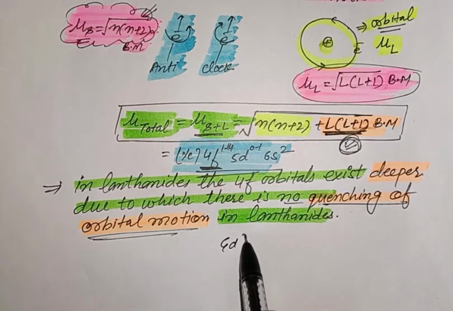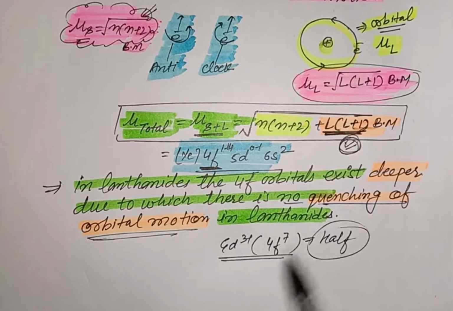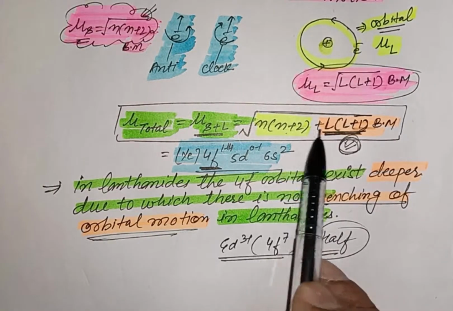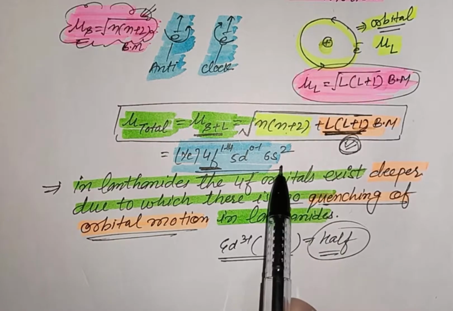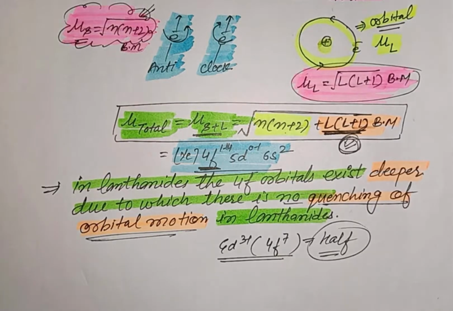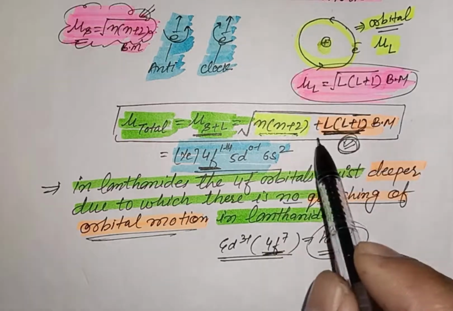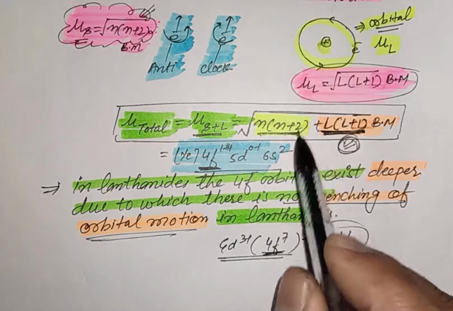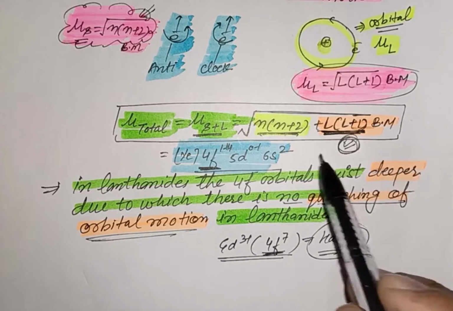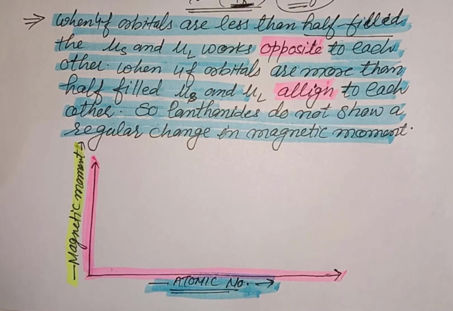Up to gadolinium plus 3, where the electronic configuration is 4f7, that is, half-filled, the spin magnetic moment and orbital magnetic moment work opposite to each other. That's why there is irregularity in the values of the magnetic moments. But after the f7 configuration, when the f orbitals are more than half filled, the spin and orbital magnetic moments align with each other, so the magnetic moment value increases continuously with the increase in the number of electrons in the f orbitals. So we can say the magnetic moment neither increases nor decreases regularly.